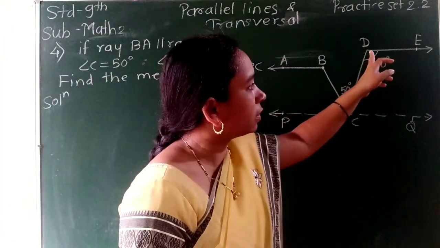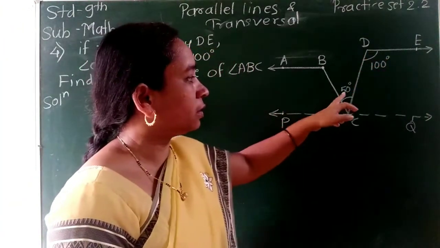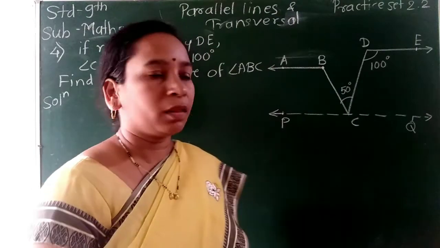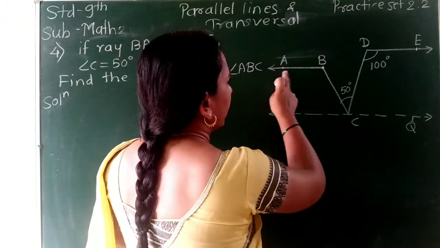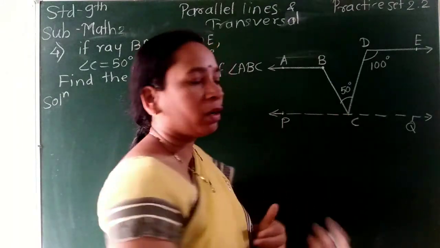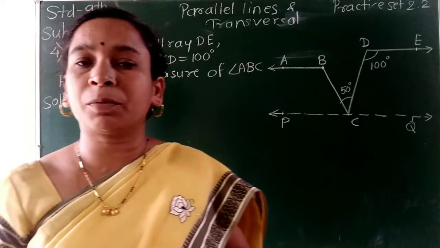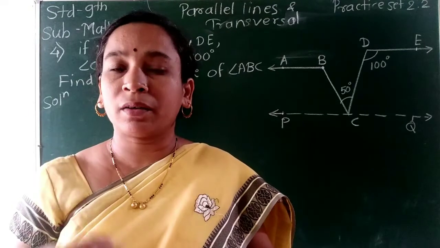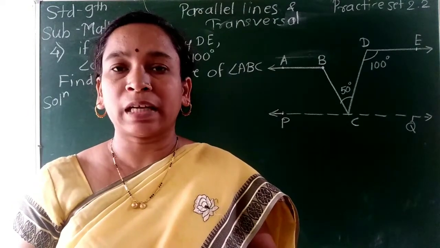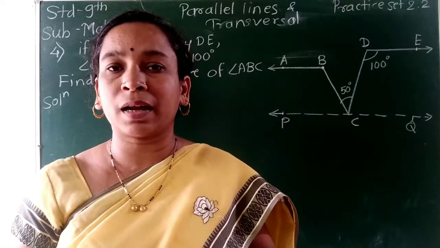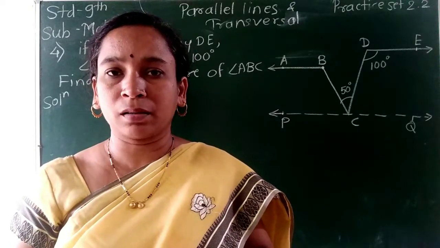They have given angle D. This angle is 100 degrees. This angle is 50 degrees. Now how to prove it, or how to find the measure of the angle ABC. So here also we are going to use the concept of parallel lines and transversal: angles made by parallel lines and a transversal, that means corresponding angles, alternate angles and interior angles.